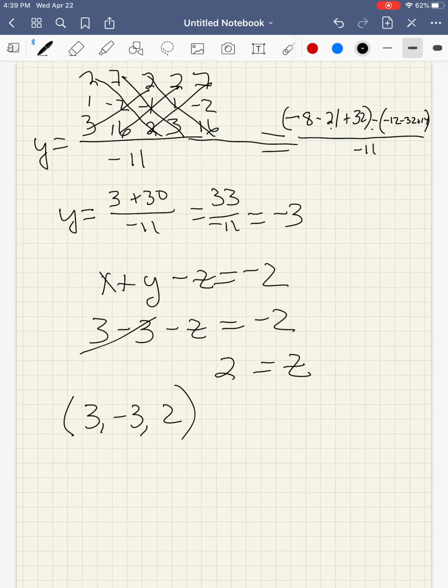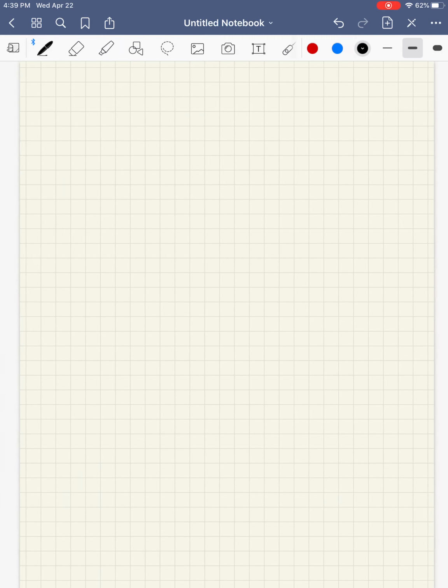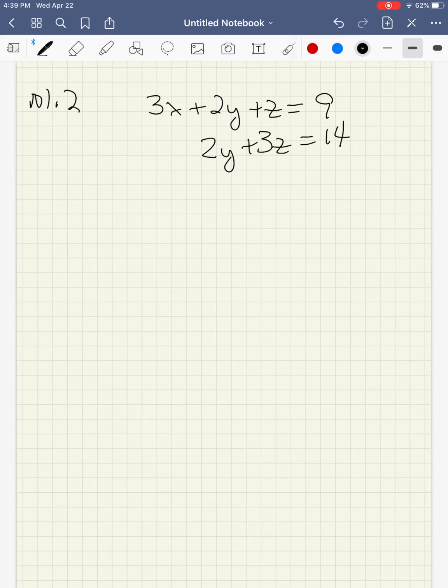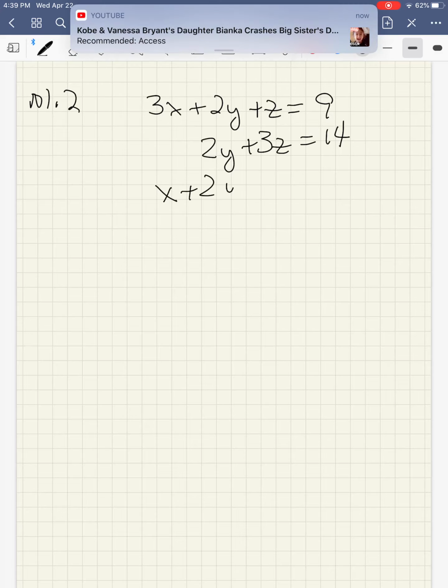All right, so let's try another one of these. This next one, it only asks us to solve for z. Okay, so we only have to find one answer. The system is 3x plus 2y plus z equals 9. And 2y plus 3z equals 14. And x plus 2y equals 3.